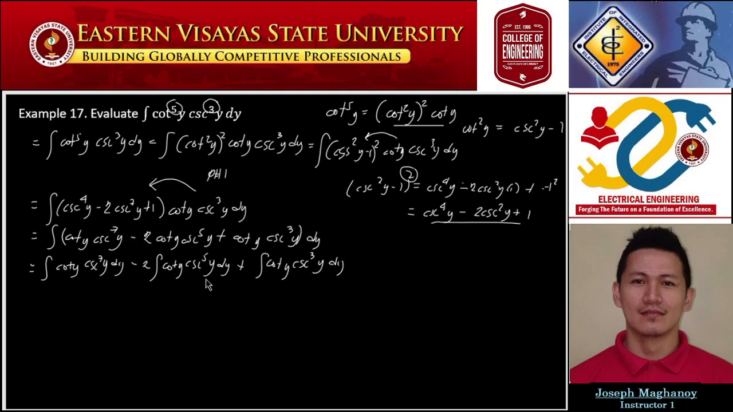Okay, now we can observe that we have a common cotangent y. We also have a common cosecant, but they differ only in their power. So we apply our property number 3, our correction factor. We let u equal to cosecant y. If we get the first derivative of cosecant y, that is equivalent to negative cotangent y cosecant y. Therefore, your correction factor dy is equal to 1 over negative cotangent y cosecant y du. Okay, we apply our correction factor to our functions.